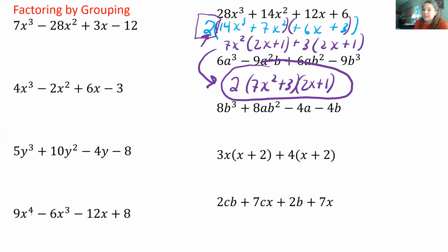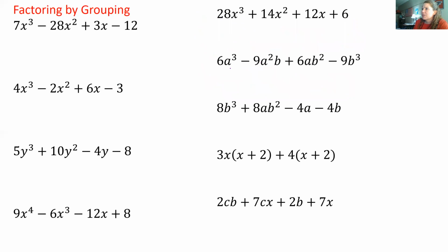And now I'm going to erase all this so we can keep our problems separate. All right, first thing we do is look at all 4 terms. Do all 4 terms have anything in common? Yes, they all have a 3 in common. This has an A only, this has a B only. So we can't pull out an A and B out of all of them, but we can pull out a 3. So that's the first thing we're going to do. So 2a cubed minus 3a squared b plus 2ab squared minus 3b cubed.